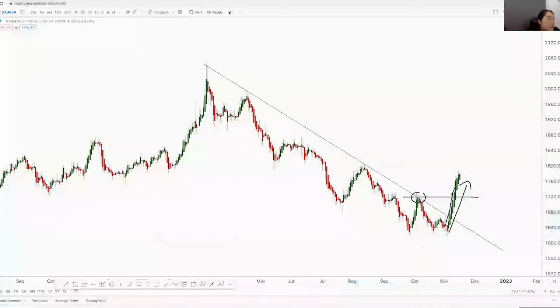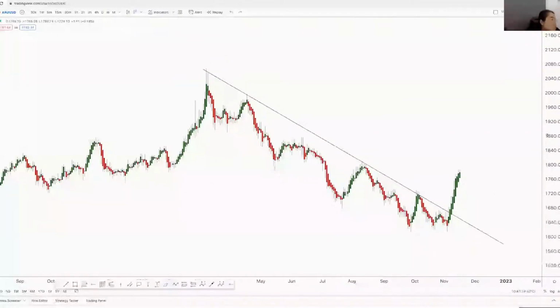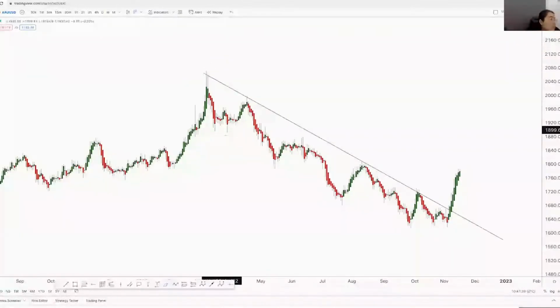But if you were to use the Heiken Ashi, remember, if the wick is at the bottom and the candle is red, it is a sign of bearish momentum.